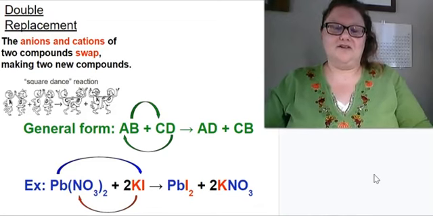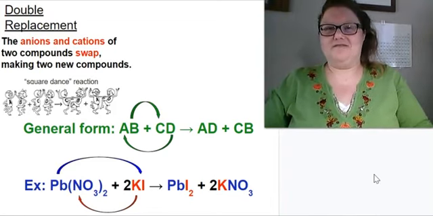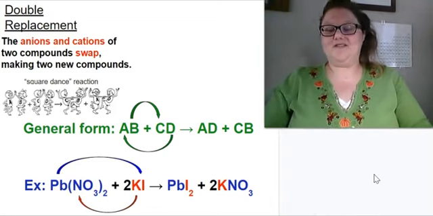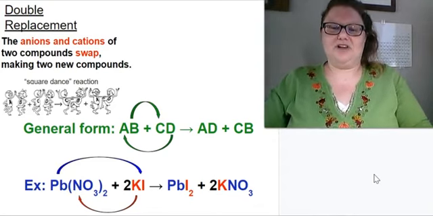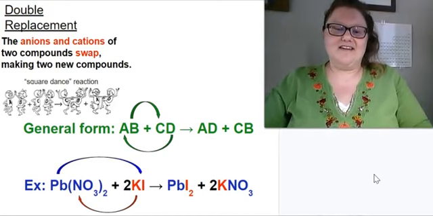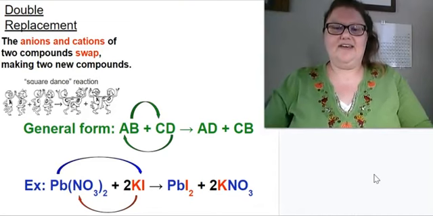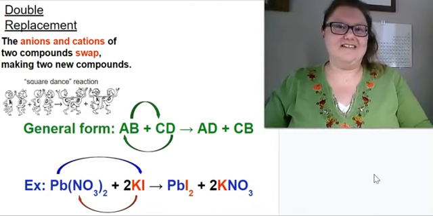So again, you want to note which substance in each compound is the cation. A clue is that they're always written first in the formula. So we have lead and we have potassium. They're going to switch places and be connected to the opposite anions. So the lead is going to connect to the iodine, and the potassium is going to connect to that polyatomic nitrate anion.